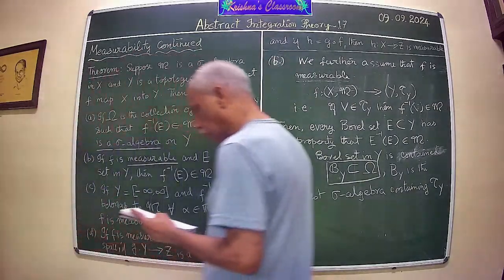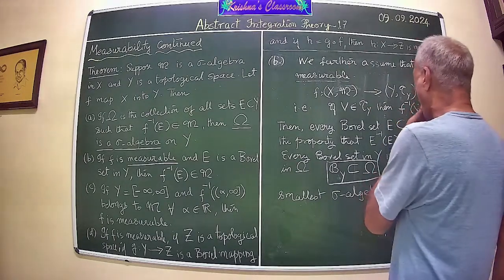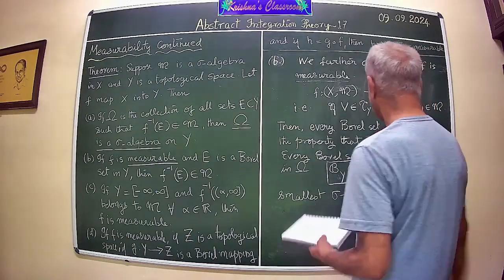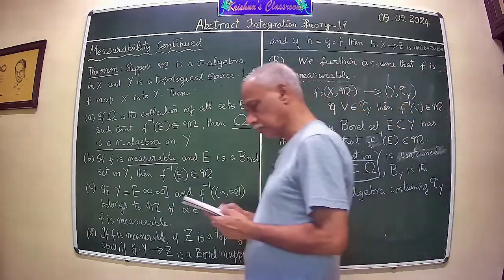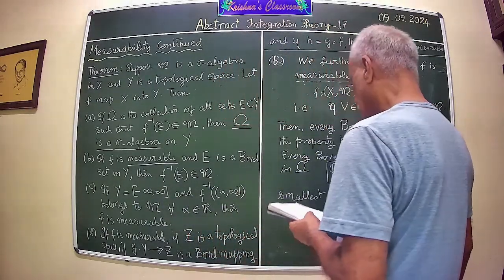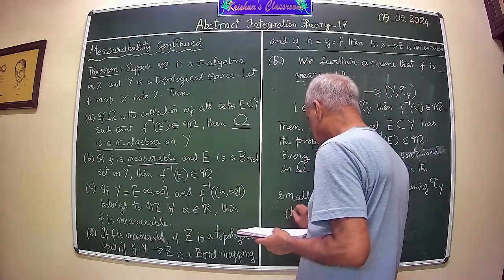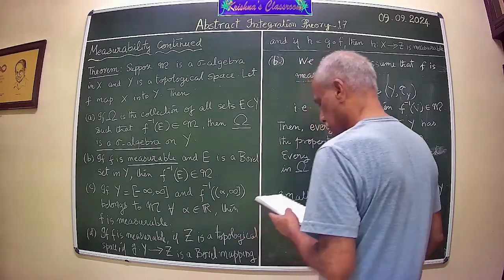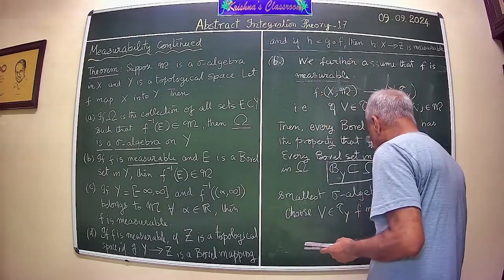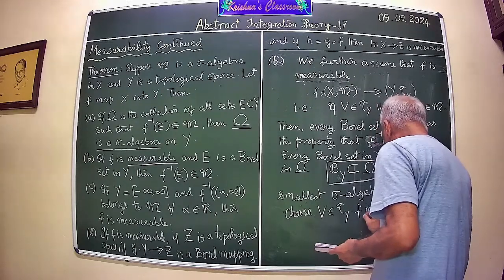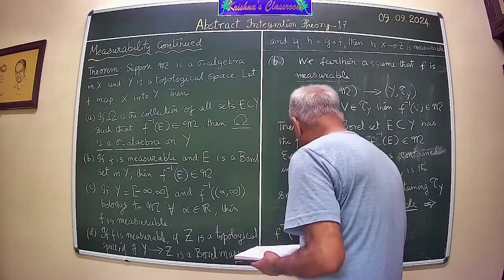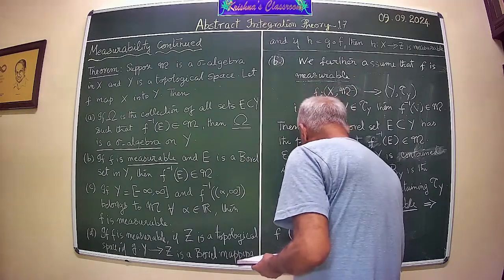Okay, so let us now prove this result. So we choose V belonging to tau Y. When F is measurable implies, what does it say? F inverse of V is in M.